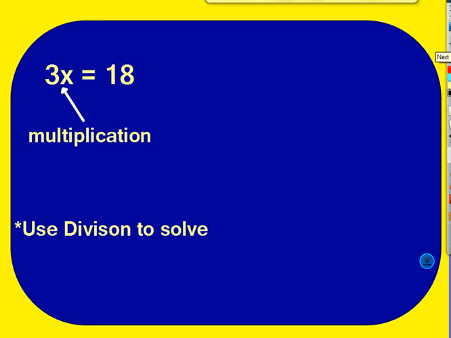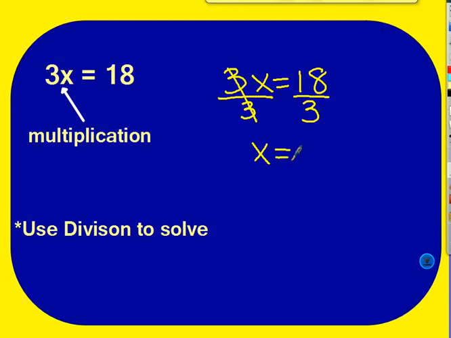The first example, 3x equals 18, demonstrates multiplication in the problem. The 3 and the x are being multiplied by each other. In order to solve this one-step equation, we need to use division. Notice I used the bar to represent division. My solution came out to be x equals 6.